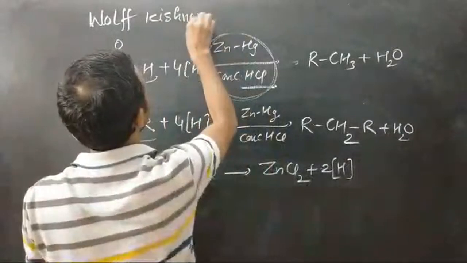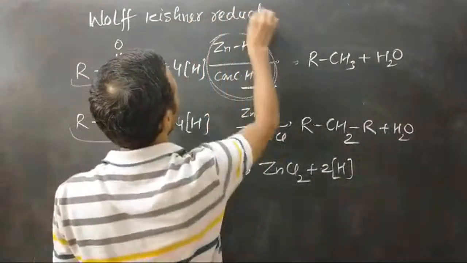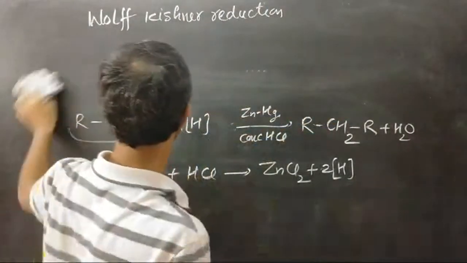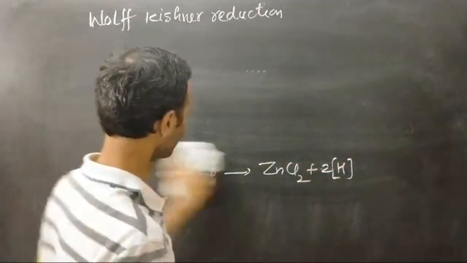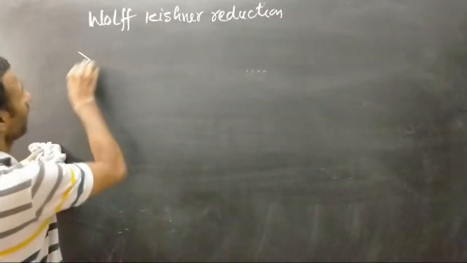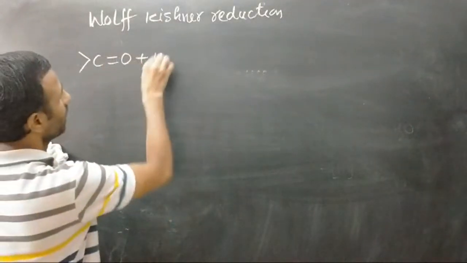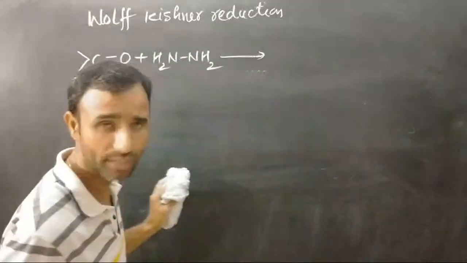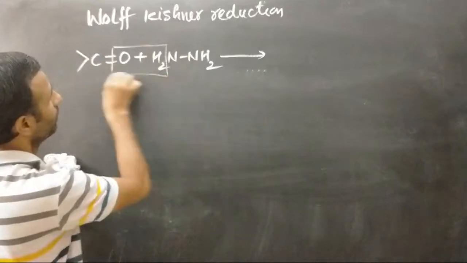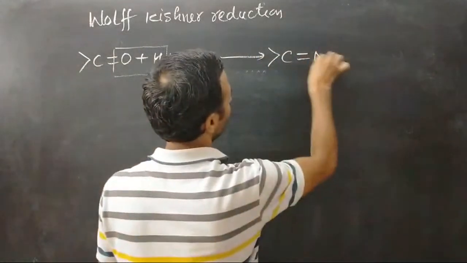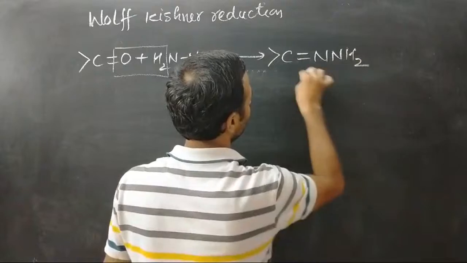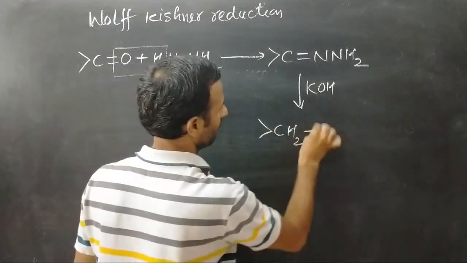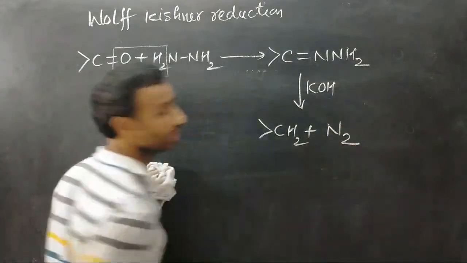Okay, second is Wolff-Kishner reduction. So in Wolff-Kishner reduction, the reaction is, first of all, a carbonyl compound, any aldehyde or ketone, reacts with hydrazine. That reaction you know, we have done it. We get hydrazone, and then in the presence of base, we get a hydrocarbon along with nitrogen gas.